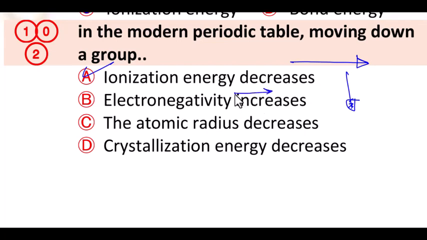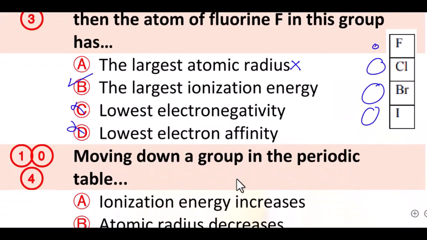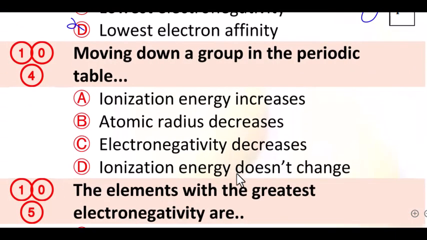Electronegativity increases when moving to the right and moving up. So the strongest electronegativity here is fluorine. If you order the elements of the group in the periodic table like the following figure, then does fluorine F in the group have the largest atomic radius? No, it's the smallest. As going down, the atomic radius increases. The largest ionization energy, yes. The lowest electronegativity, the lowest electron affinity, no. It's the highest electronegativity and the highest electron affinity, but the smallest radius.